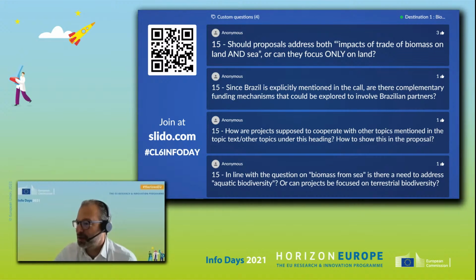First question on topic 15. Should proposals address both impacts of trade of biomass on land and sea? And can they focus only on land? Marco?